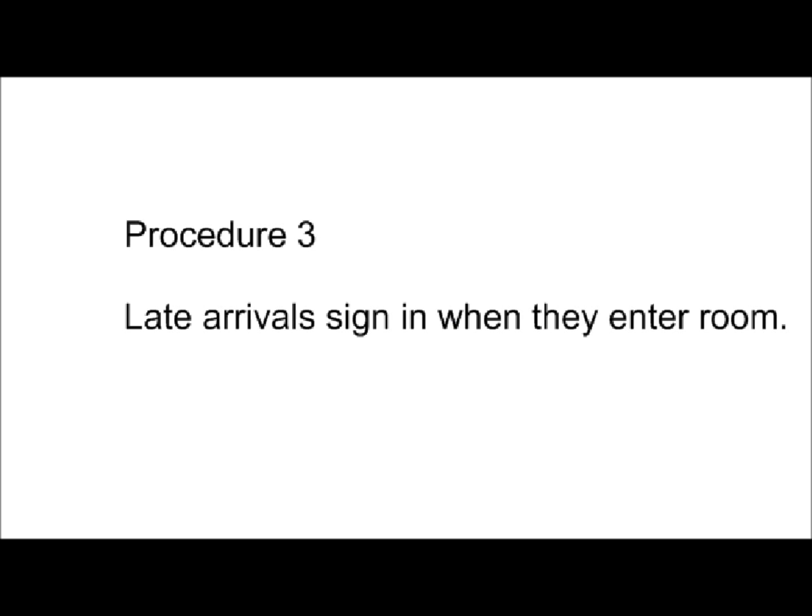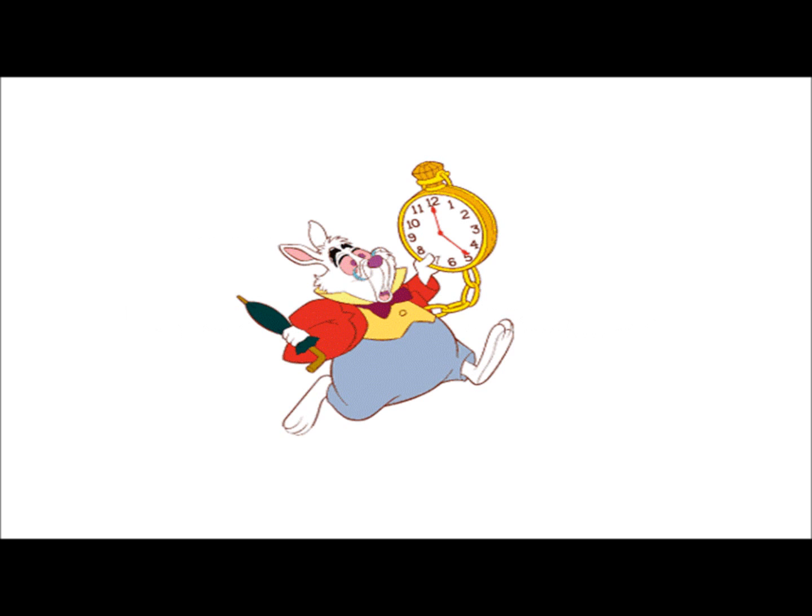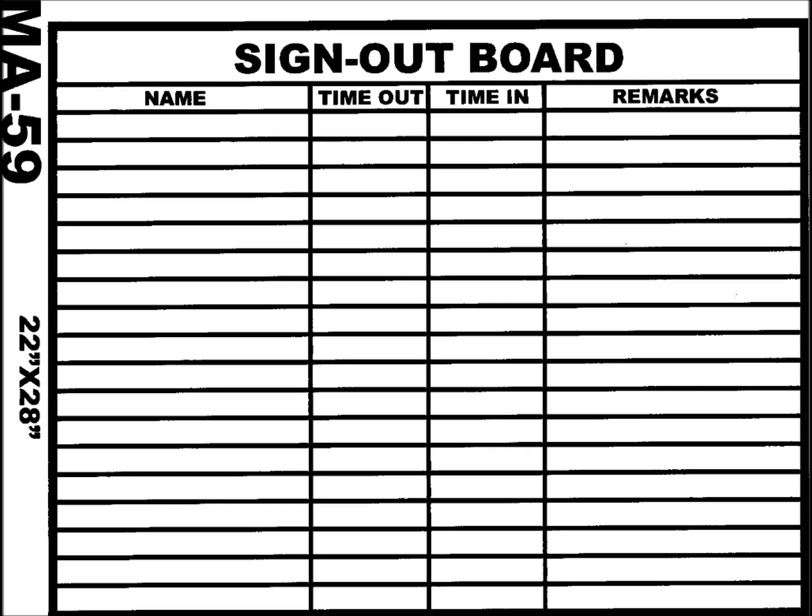Procedure 3. Late arrivals sign in when they enter the room. If a student is late coming into my room, they just sign the late sheet, which is next to my sign-in sheet, on the wall. Even if they have a good reason for why they're late, I don't want to talk to them right then and there in front of the entire room. I tell them to please talk to me after class if they like, and we can certainly work something out.